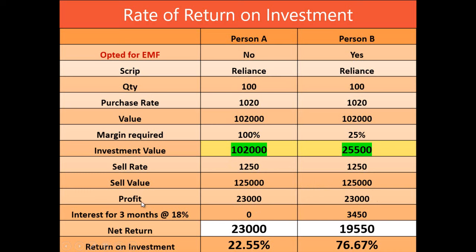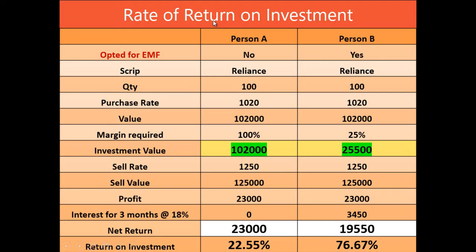But here you can see interest for 3 months at 18%. If I calculate interest at 18% for 3 months, I would be paying around 3,450 rupees. My net return would be 23,000 as it is, because I'm not using any EMF, so I'm not paying any interest. But here I used EMF, so I'm paying an interest of 3,450. So my net profit would be 23,000 minus this, which comes up to 19,550.